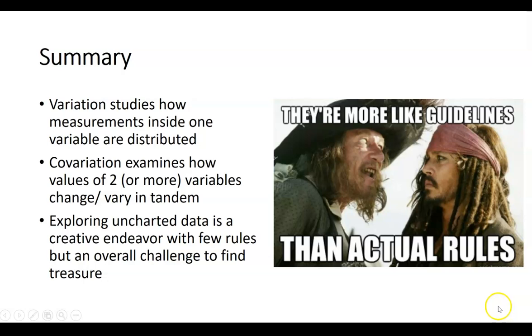In summary, we've discussed variation and covariation, and the big picture is that variation studies how measurements inside one variable are distributed, while covariation explores how 2 or more variables vary or change in tandem. This is our difference between maybe our box plots and our histograms and our scatter plots.